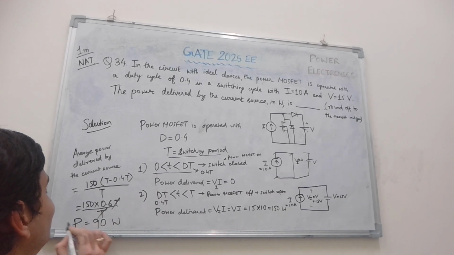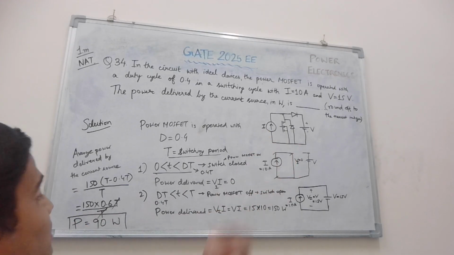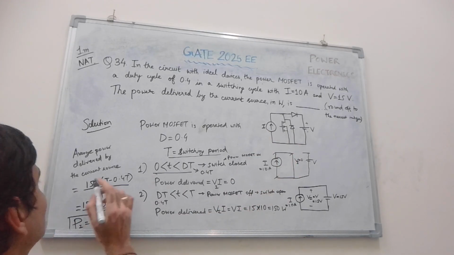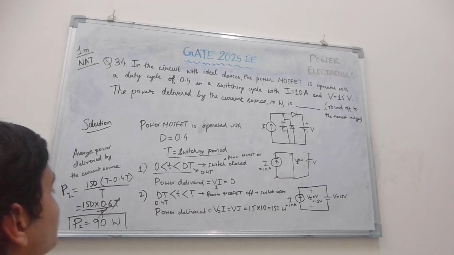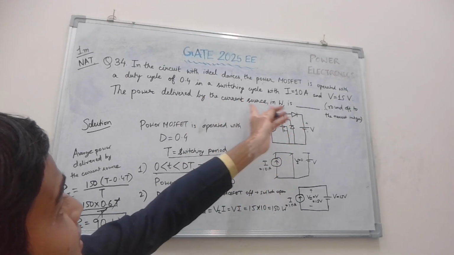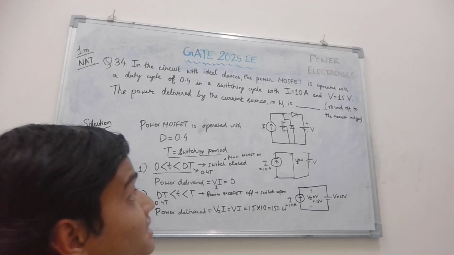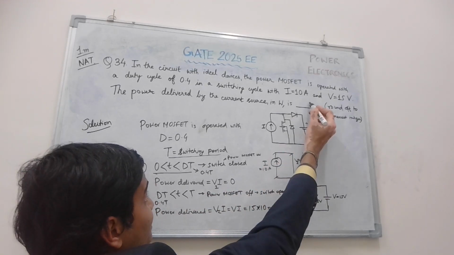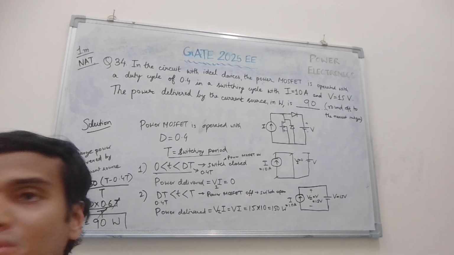So the average power delivered by the current source, which we have calculated, is 90 watt, because the question asks for the power delivered by the current source in watt. The correct answer, to the nearest integer, is already an integer, so it will be 90.